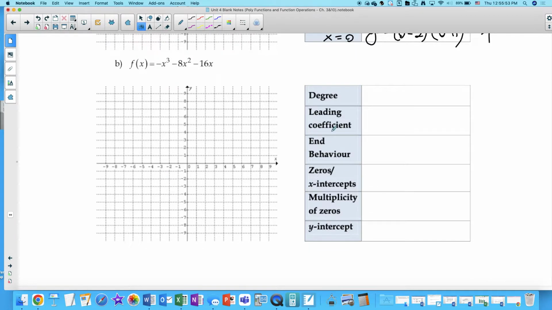Okay, so here, this is not factored. So we can tell a couple of things. We can say that it's cubic. Degree is 3. Leading coefficient is negative. What does that mean about the end behavior? Yeah. It's going to go Q2 to 4. Okay. How are we going to find the zeros here?